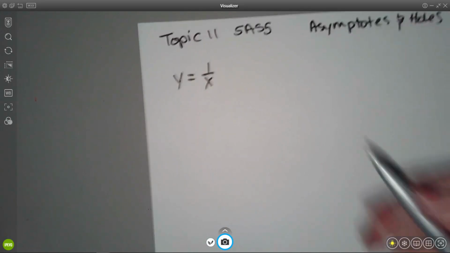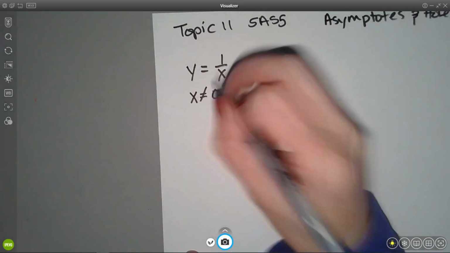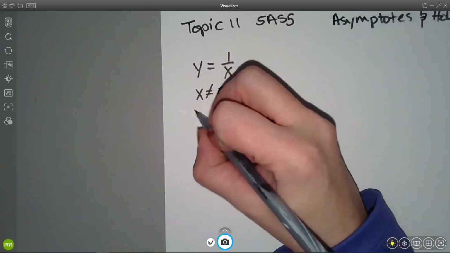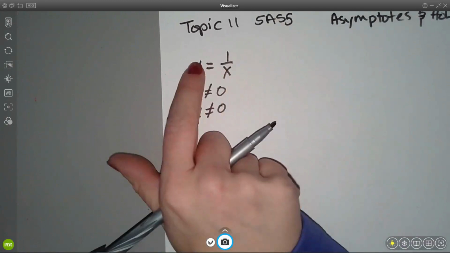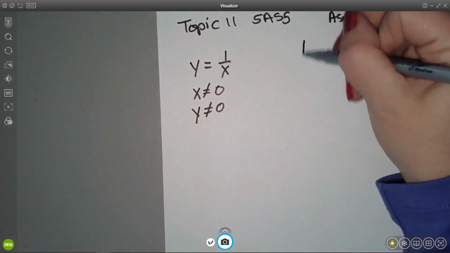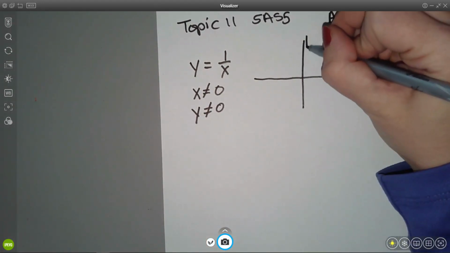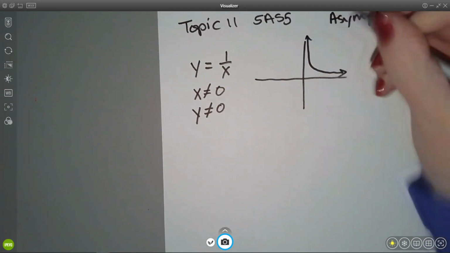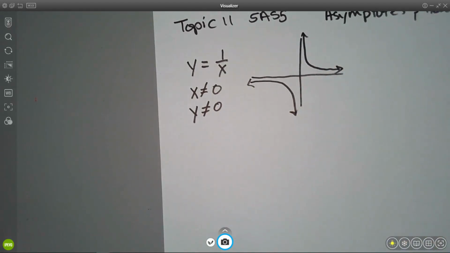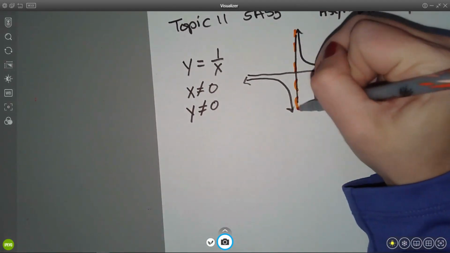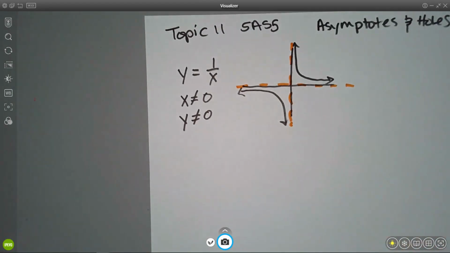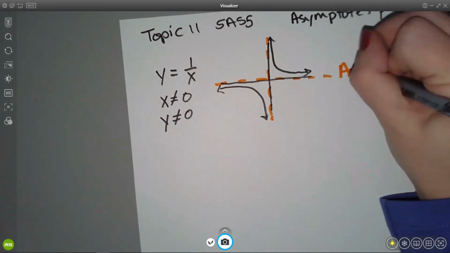And if you remember correctly, we said that x could not equal 0, as a 0 in the denominator would make that an error, undefined. And we also said that y could not equal 0 because there was no value for x that would get us a 0 over here. Okay, and when we had that graph, it looked something like this, where both sides got infinitely close to those lines of x equals 0 and y equals 0, but they never touched it or crossed it. Okay, and those are what we called asymptotes.